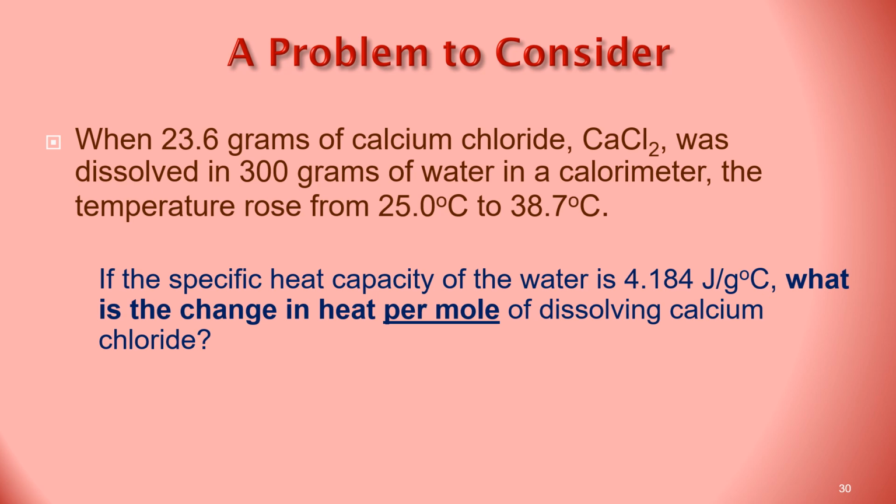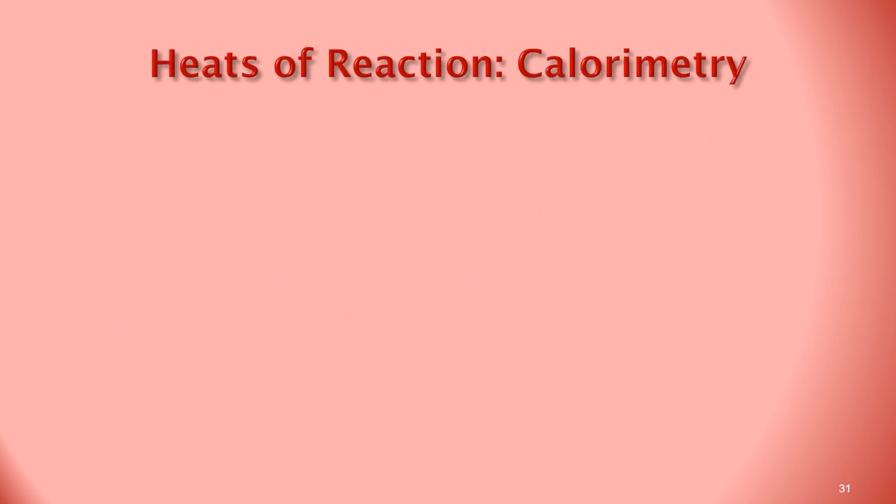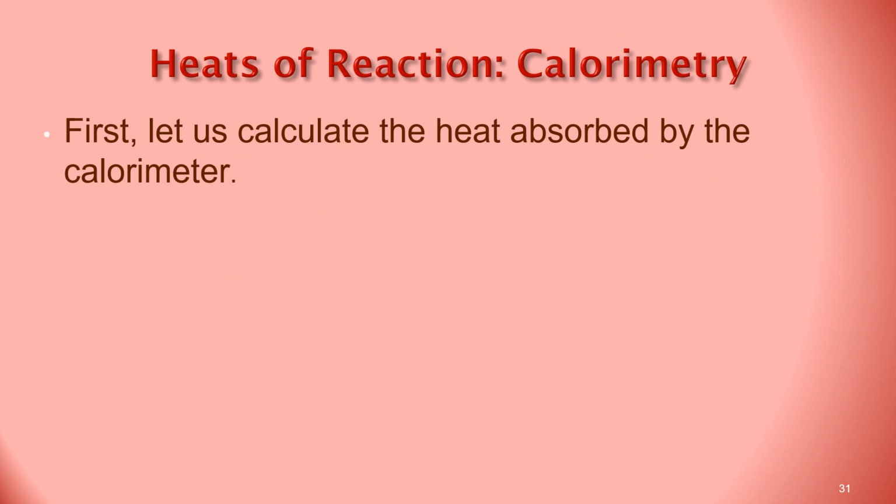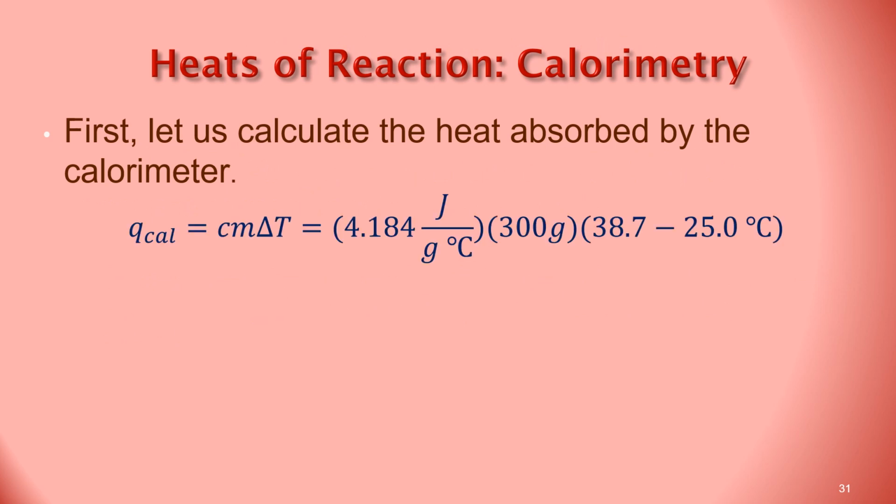So if we know the specific heat capacity of water, which is 4.184 joules per gram degree Celsius, what is the change in heat per mole of dissolving calcium chloride? All right, so again, we can find the heat of the water because we know the mass of the water, we know the temperature change of the water, and we know the specific heat of the water.